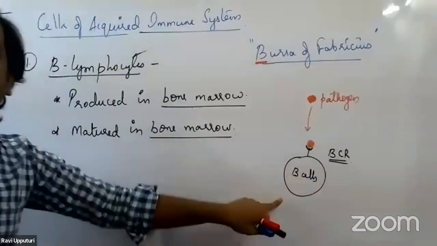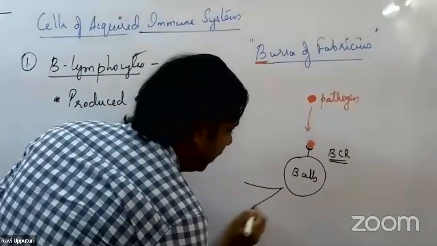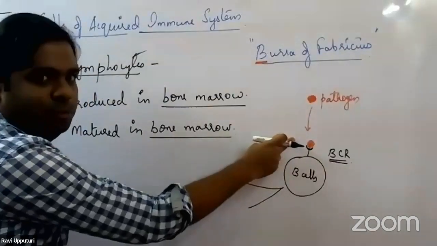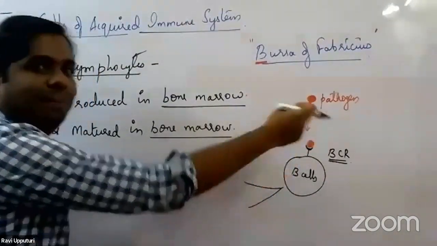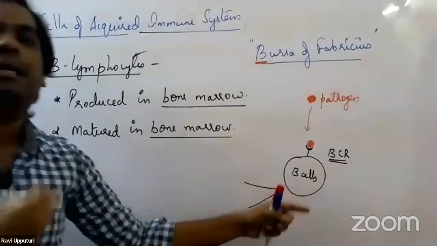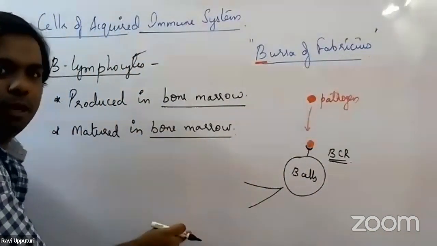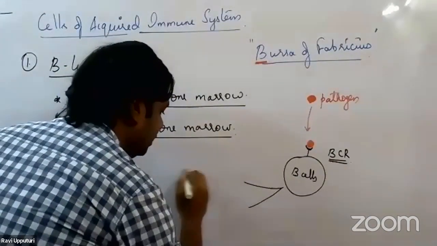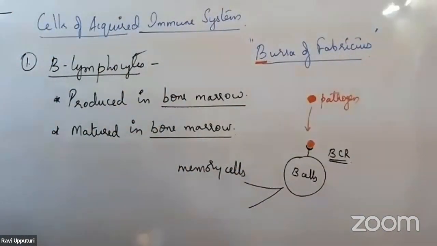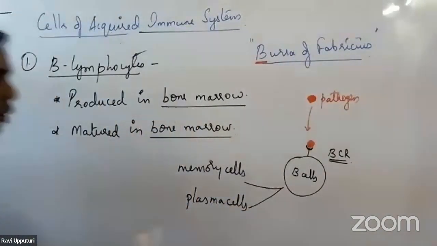As a result of activation, the B cell will start producing two different types of cells. The activated B cell, upon entry of the pathogen and recognition by the B cell receptor, undergoes differentiation to produce two different types of cells. One type would be the memory cells. The second type of cell is called the plasma cells. So, getting it?